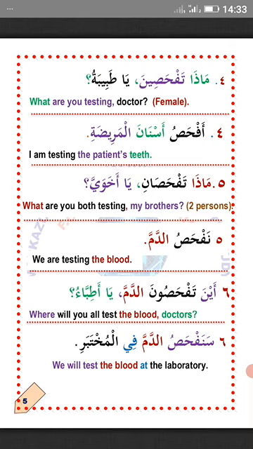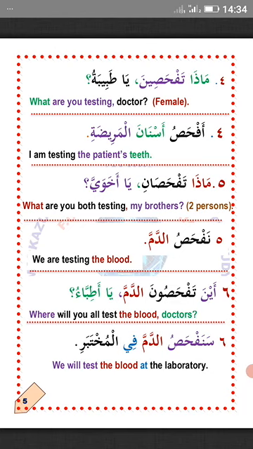أفحص أسنان المريضة. I am testing the patient's teeth. Remember that أسنان is the plural form of سن. سن, tooth; أسنان, teeth. سن مفرد, أسنان جمع. So مريض, patient. مريض is a male person who is ill, while مريضة is a female person who is ill. I hope you understand. مريض is مذكر, مريضة is مؤنث. I hope you understand. ما شاء الله.